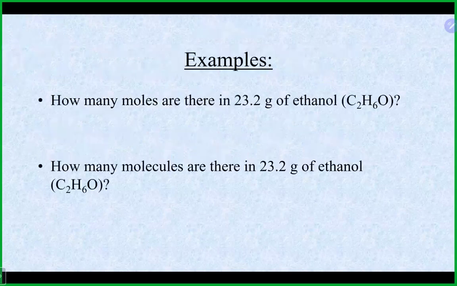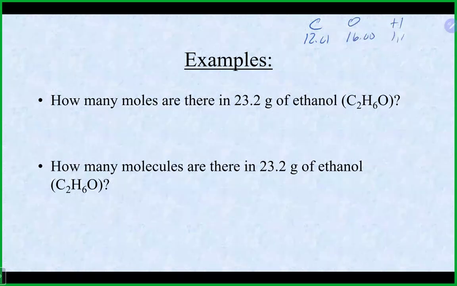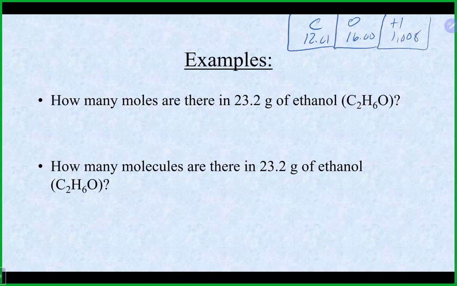All right, a few more here. We're looking for how many moles there are in 23.2 grams of ethanol, and also how many molecules. Some numbers from the periodic table will be helpful. Carbon 12.01, oxygen 16, and hydrogen 1.008. All right, take a few moments there and calculate it up. Okay, so let's take a look.